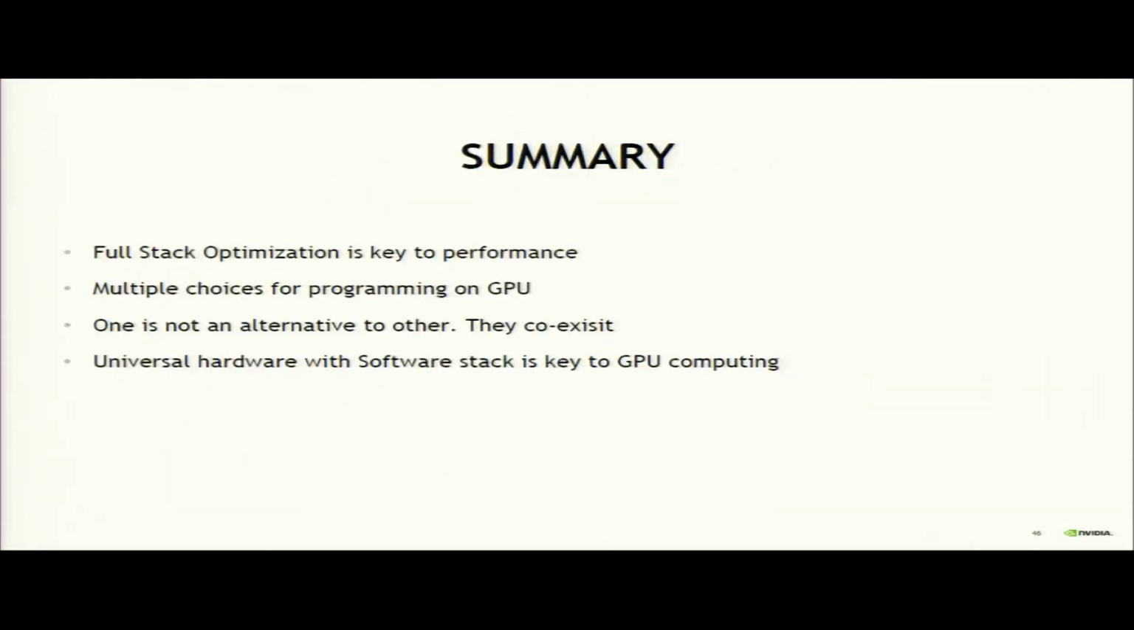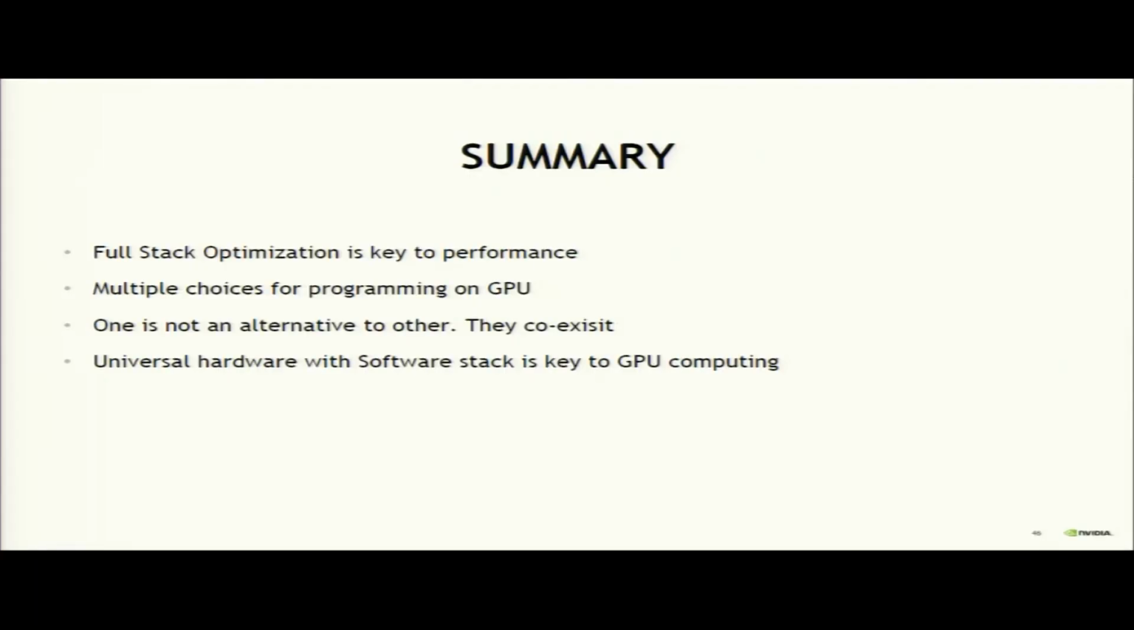So if I were to summarize, the first thing is, it's a full stack optimization. It's not just about the hardware. You need to look at the whole software stack. There are multiple choices of programming on GPU. You have to choose which is the right approach for you. And one is not an alternative to the other. What I mean to say is you can actually combine OpenACC and CUDA-C together. You can start with OpenACC, take one kernel which is very important, and make that CUDA-C and make it much more optimized. They coexist with each other. CPU and GPU don't compete with each other, they complement each other.